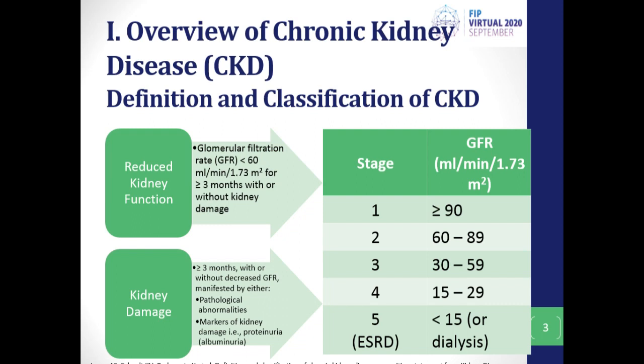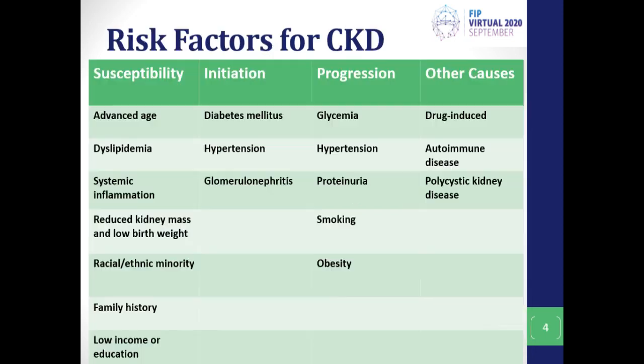As for kidney damage, it refers to pathologic abnormalities, whether established via kidney biopsy or imaging studies, or inferred from markers such as urinary sediment abnormalities or increased rates of urinary albumin excretion. As for staging of CKD, we have 5 stages. The purpose of such staging is to guide management, including stratification of risk for progression and complication of CKD. The last stage, which is stage 5, or known as end-stage renal disease, is a patient with a GFR of less than 15 or on dialysis.